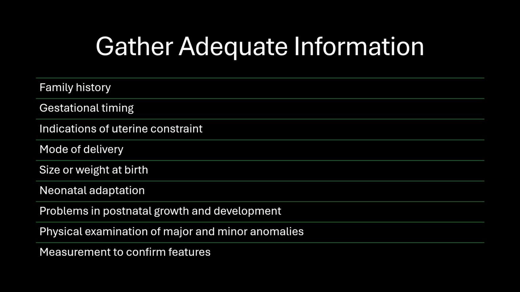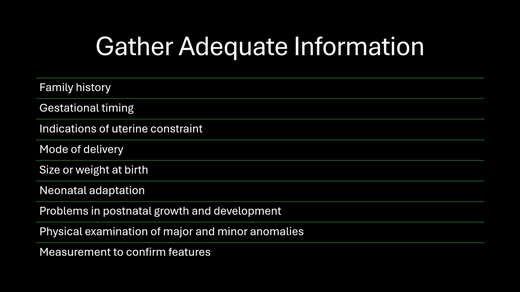So before we begin to classify a child with dysmorphic features, we need to gather adequate information about the child so as to help us with the classification. What is that information? So first thing is we need the adequate family history. We need information about the gestational timing or the gestational age at birth. We need to know about the indications of uterine constraint. What was the mode of delivery? What was the size of the baby or weight at birth? How was the neonatal adaptation?